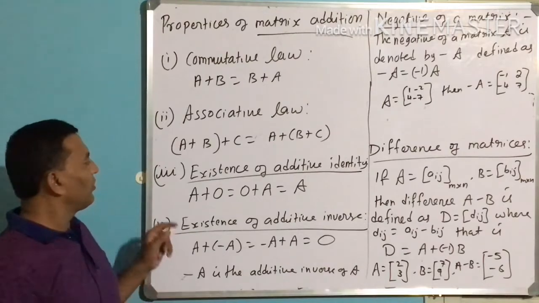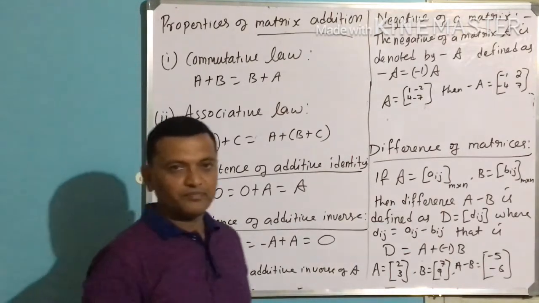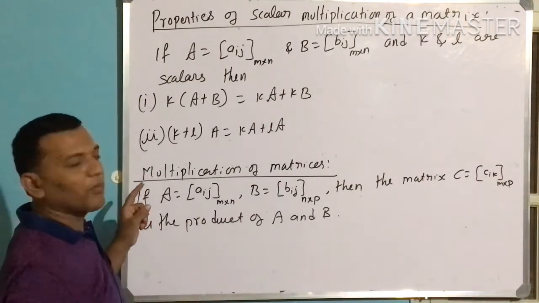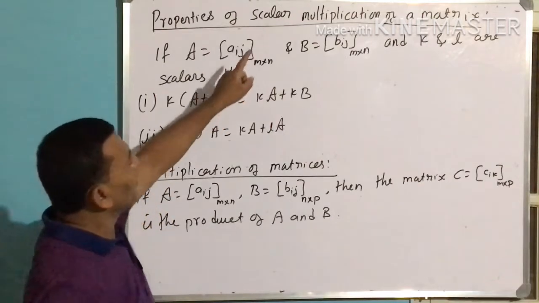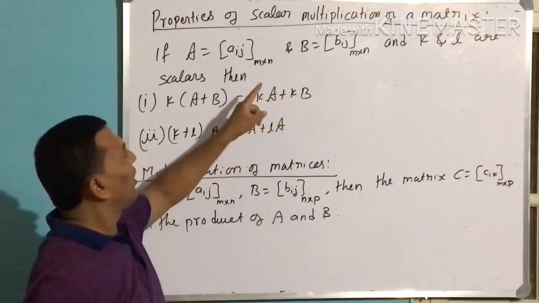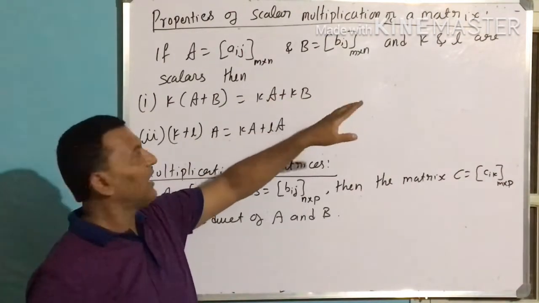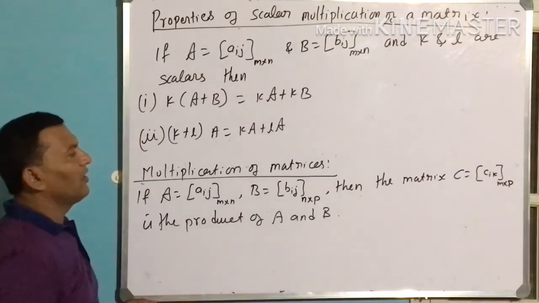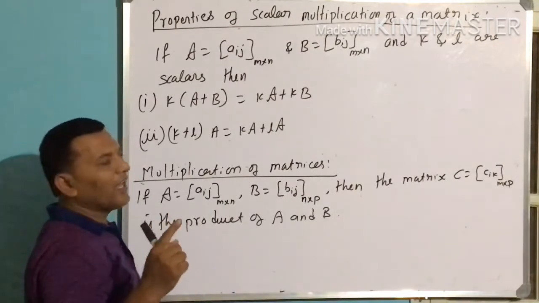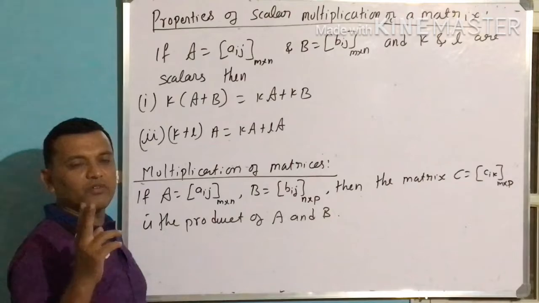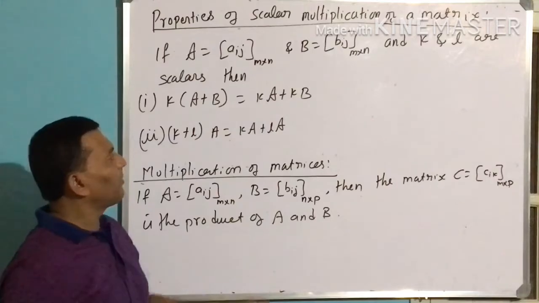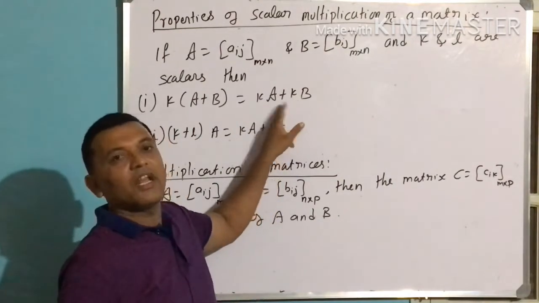Now we shall go and study the next property. Now we shall discuss the properties of scalar multiplication of a matrix. This is not a property of multiplication of matrices, it is a property of scalar multiplication of a matrix. Now if A equals Aij and B equals Bij are two matrices of the same order, K and L being scalars, then K into A plus B is as good as KA plus KB. That means if you add two matrices of the same order and then multiply a scalar to the result, it will be the same as multiplying that scalar to the matrices individually and then adding.